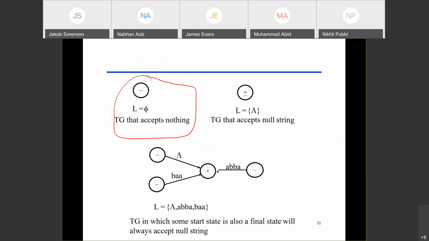So now my question is, if I want to convert this TG into FA, what do I need to do? How do I convert this TG into FA? I have this TG here, which I just circled, and this is a valid TG. I need to convert this into FA. How do I convert this into FA?